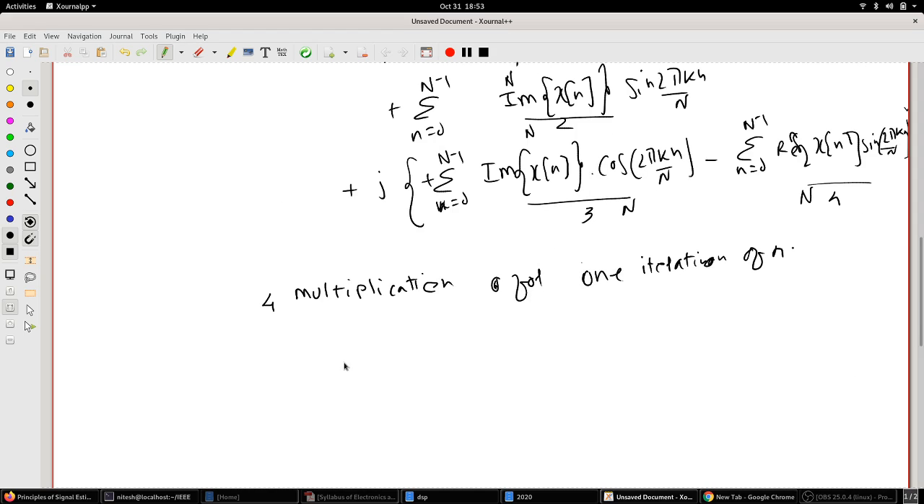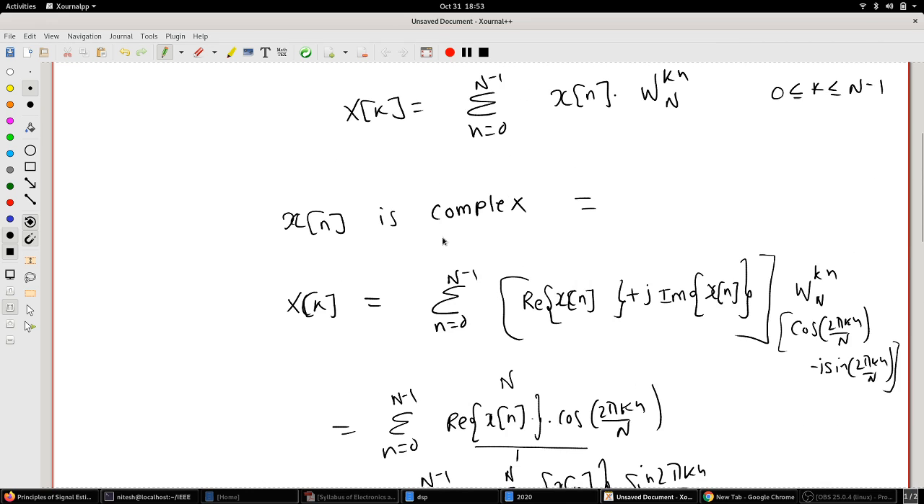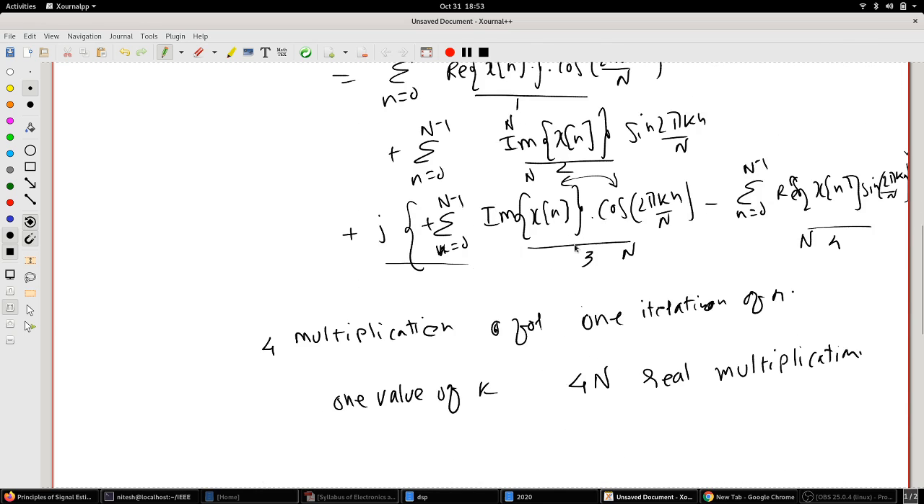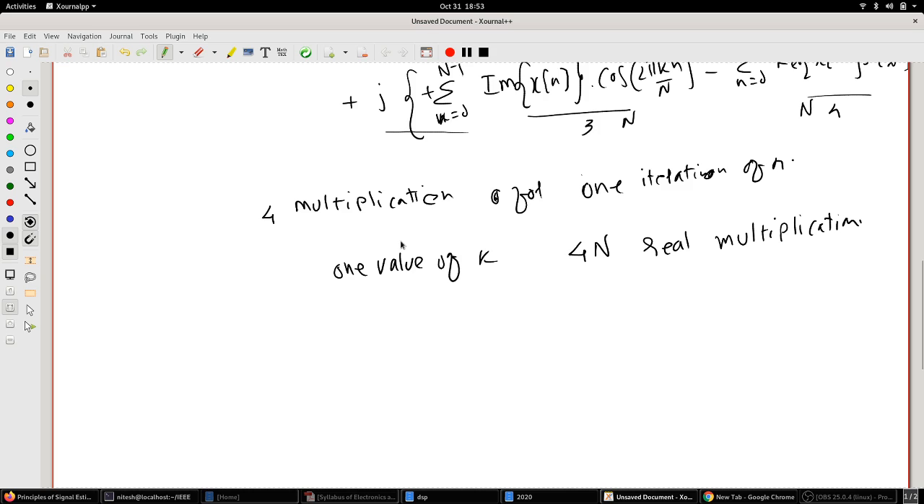So basically for one value of k, you have 4N real multiplications. When I say real multiplications, although this is a complex number, this multiplication is of real numbers. We started with the assumption that x of n is complex, and then we are saying this is a real multiplication, this is real and this is real, but this is a part of a complex value.